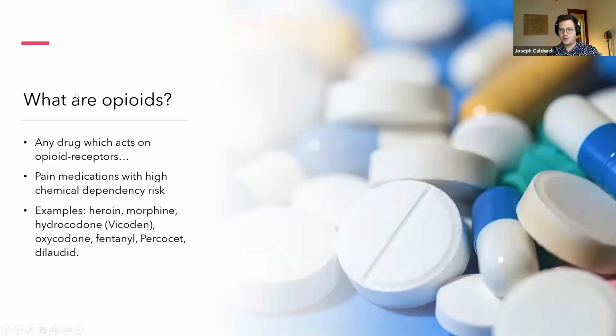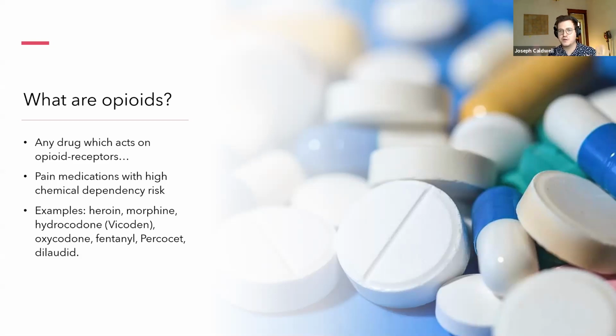So I'm going to jump into opioids more, and we can obviously talk about stimulants during the discussion section today, but just super briefly, what are opioids? I think if we're touching a lot of this work, we have a general idea, right? But opioids really are just any drug which is acting on opioid receptors. And we know that opioid receptors are found throughout the body, especially as they might impact the central nervous system. We're going to find them anywhere from the gastrointestinal tract to the respiratory system. We often know opioids, though, as pain medications with that high chemical dependency risk.